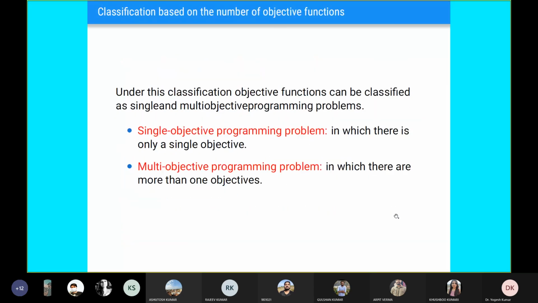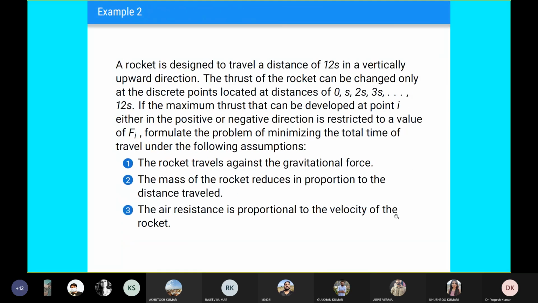We will do the detailing about this problem, as well as the explanation about the other classification and an example corresponding to the other classification of these optimization problems in the next class.